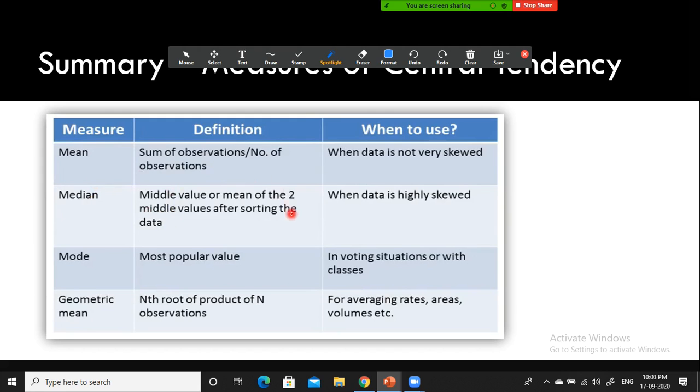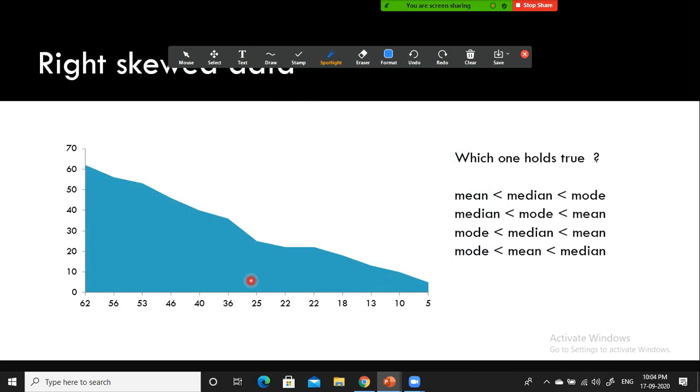If the data is heavily skewed, then you can use median. If you have an outlier, better use median. Mode is the most popular value. Geometric mean we don't need it. Anyhow, it is not related to this one.